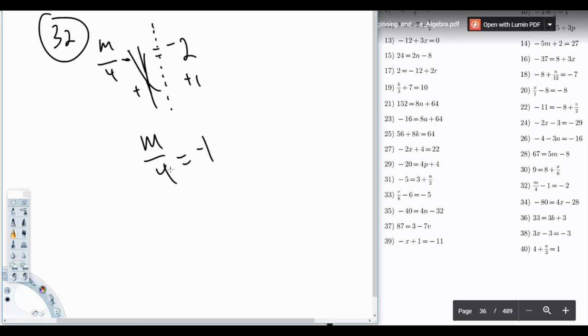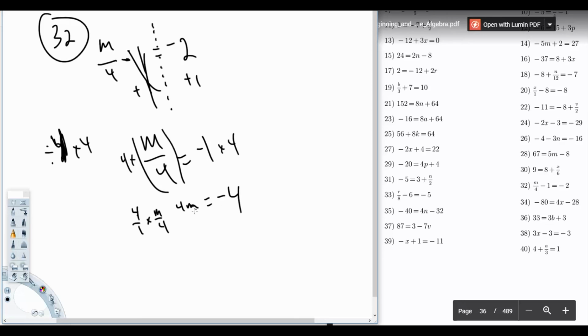Once again, m over 4, if I want to get rid of that divided by 4, I have to multiply by 4. So I'm going to multiply both sides by 4. So the result here is negative 4. Here, more complicated, 4 over 1 multiplied by m over 4. 4 times m equals 4m. 1 times 4 equals 4. Cross that out, right? 4 divided by 4 equals 1. I get m equals negative 4. What does that look like? Am I good? Yes, I am. All right, we'll finish off these exercises next video.